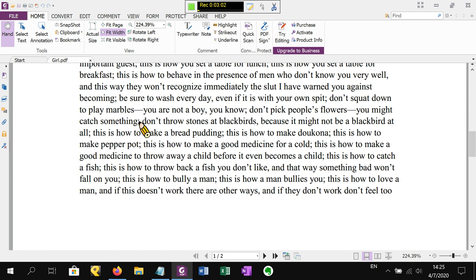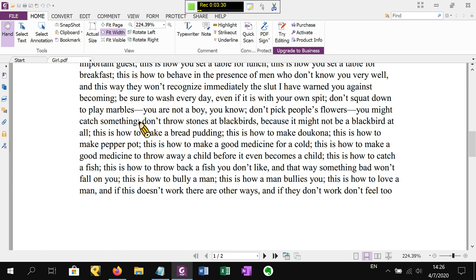Stones at blackbirds, because it might not be a blackbird at all. First of all, you shouldn't throw stones at blackbirds, even if they are blackbirds. Blackbirds are incredibly vicious and vengeful, and if you attack them, they will remember you for life. They will gather your friends and also go and attack you together. There was a movie about this, Alfred Hitchcock's Birds. Don't throw stones at blackbirds.